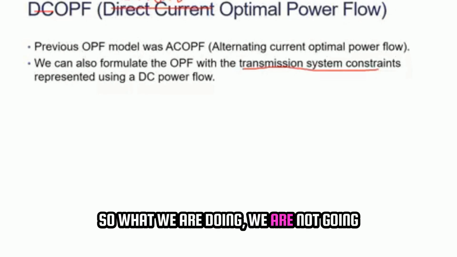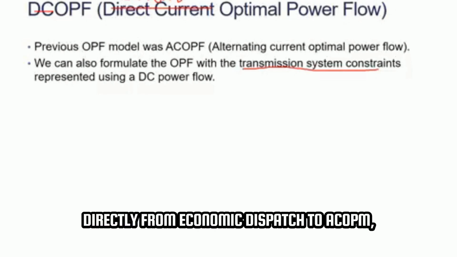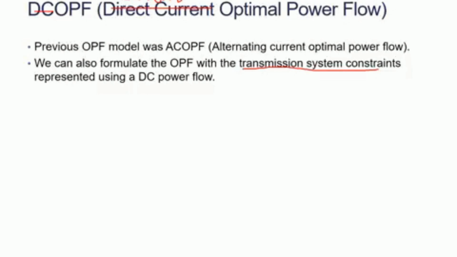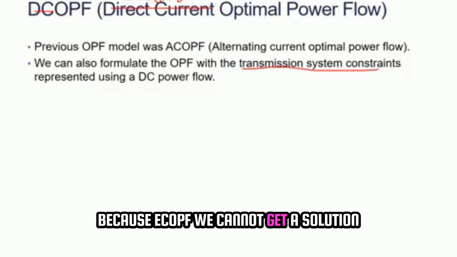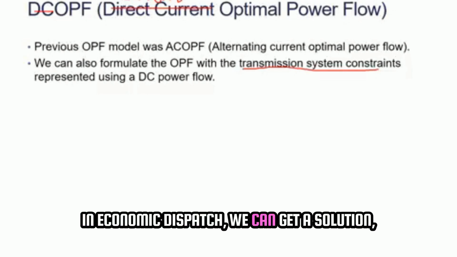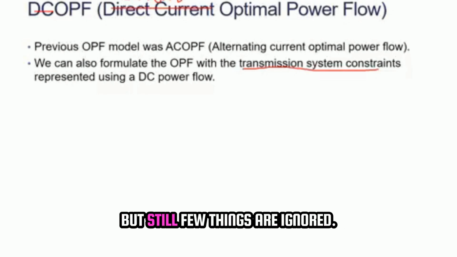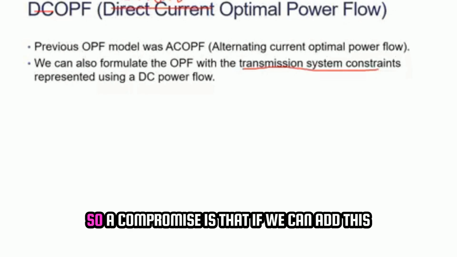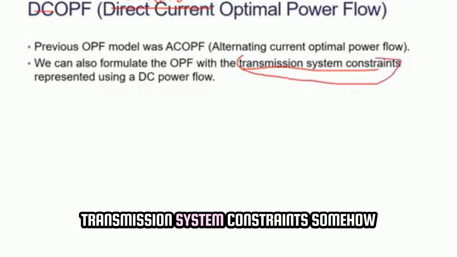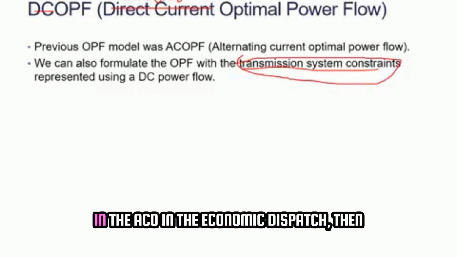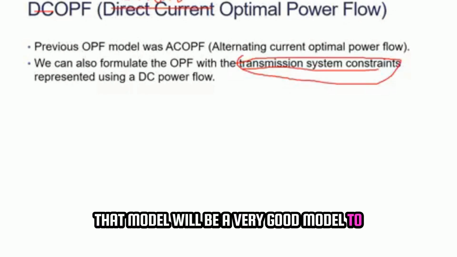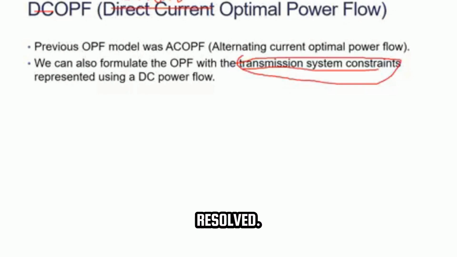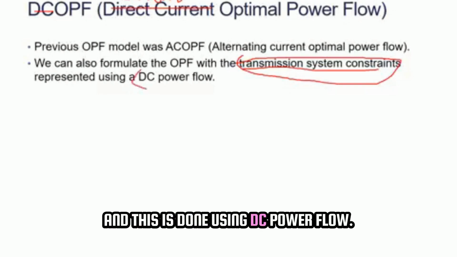So what we are doing is not going directly from economic dispatch to AC OPF, because for AC OPF we cannot get a solution. In economic dispatch we can get a solution, but a few things are ignored. So a compromise is that if we can somehow add these transmission system constraints to the economic dispatch, then that model will be a very good model to solve, because one issue will get resolved, right? And this is done using DC power flow.